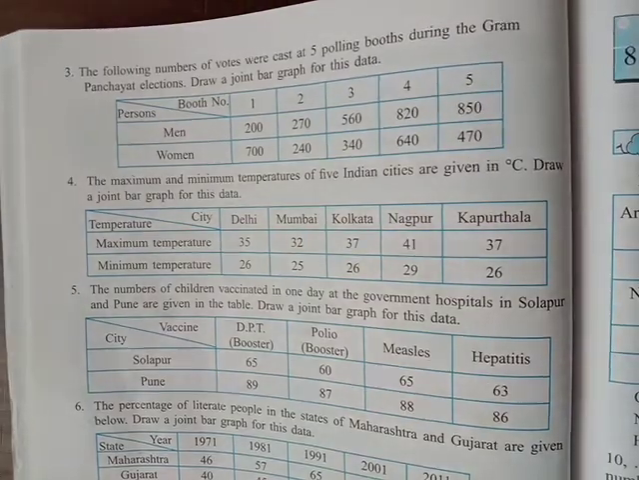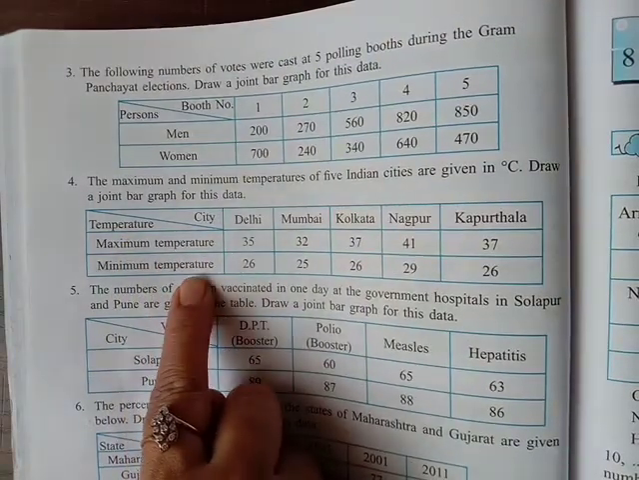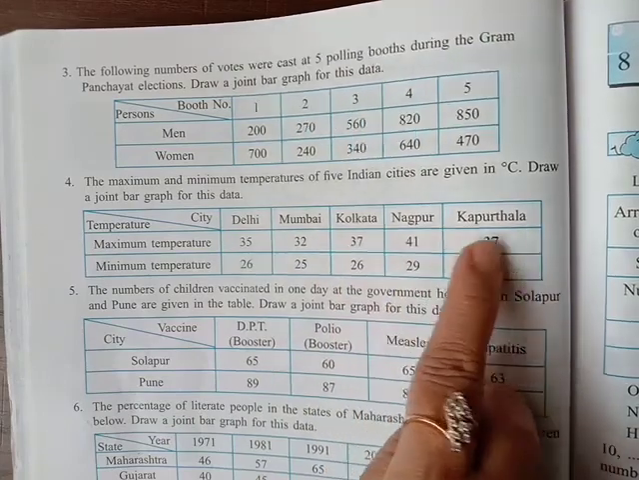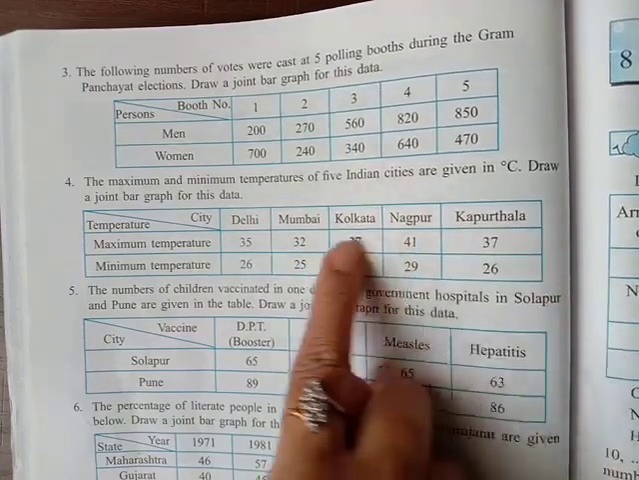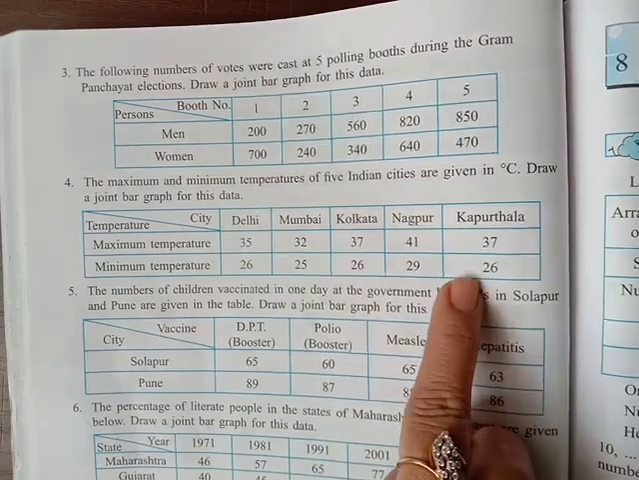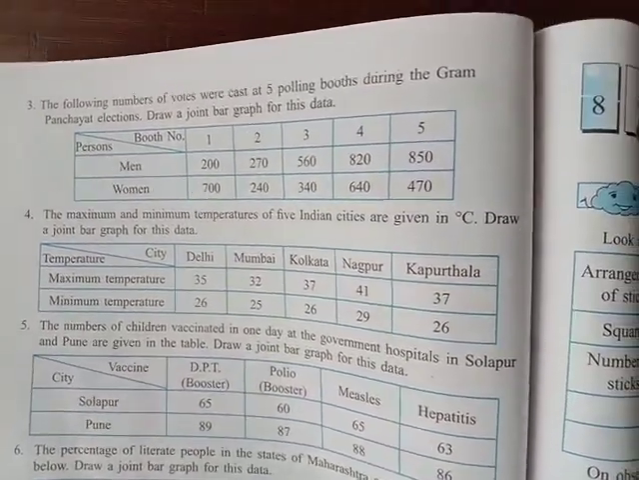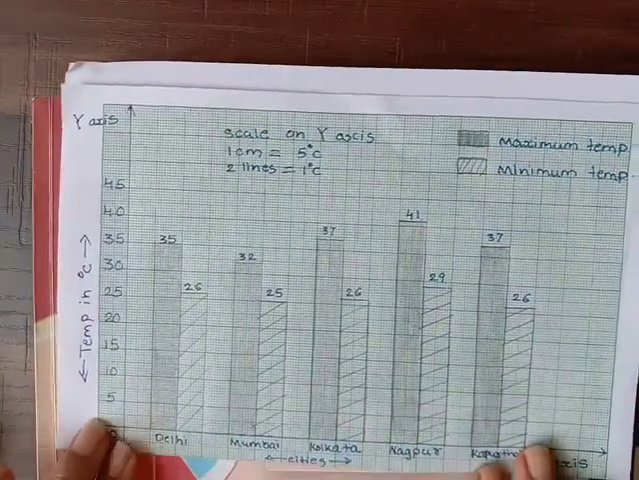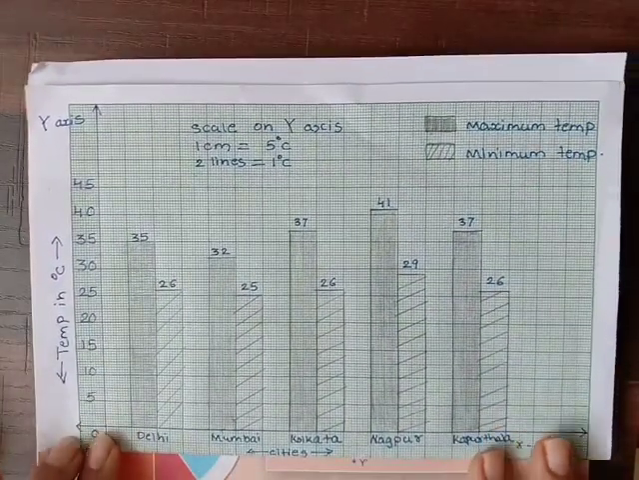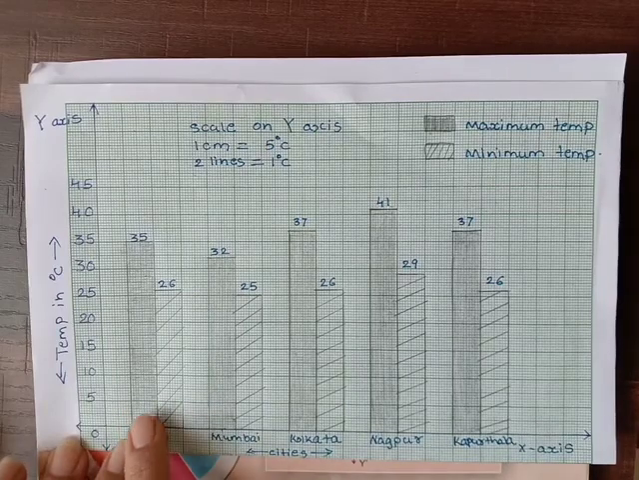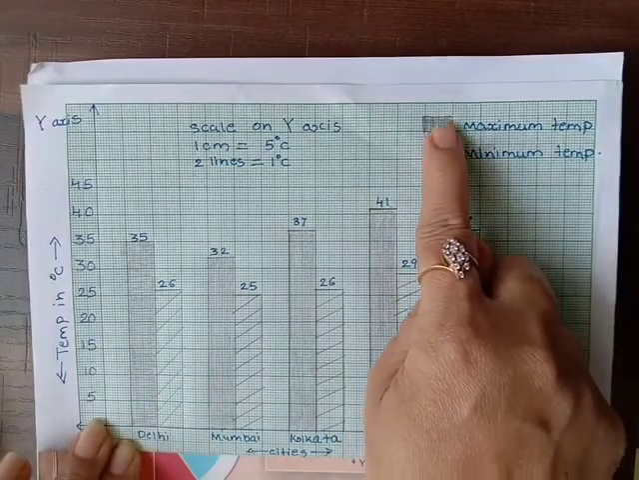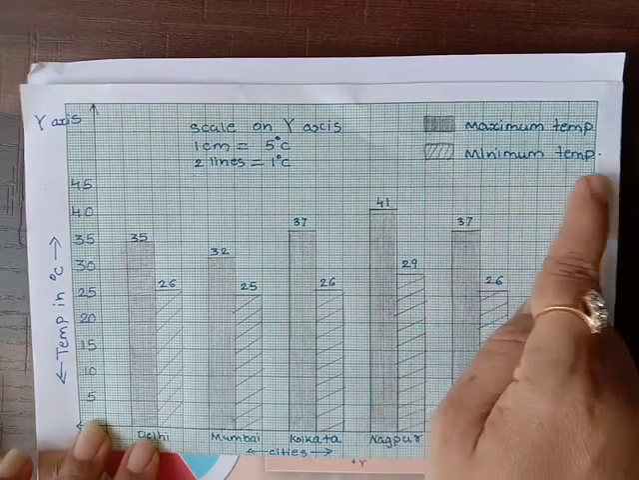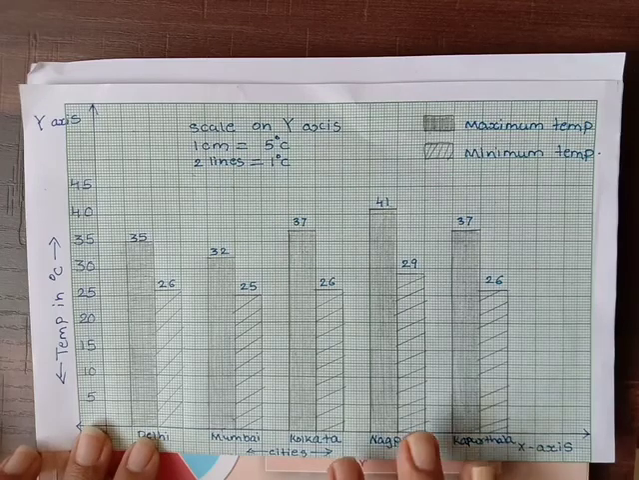Now see fourth question. Maximum and minimum temperatures are given of 5 cities: Delhi, Mumbai, Kolkata, Nagpur and Kapurthala. So we are going to denote this by joint bar graph. Now I have already drawn this also. Let me show it to you. Okay, this is your joint bar graph. Now I have used little different shading to show maximum temperature. So look at this shading. This darker shading shows you maximum temperature and lines will show minimum temperature.